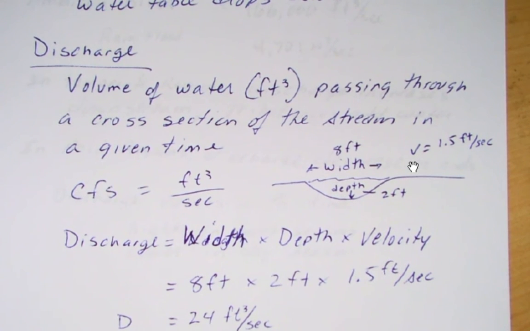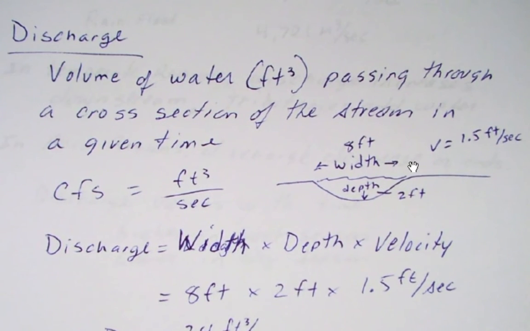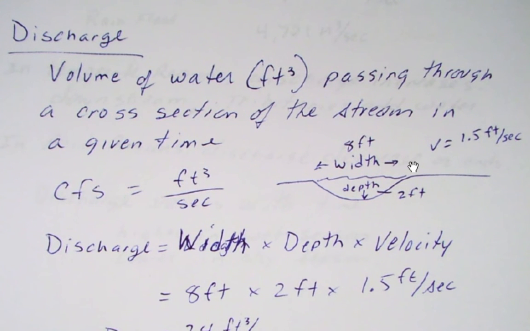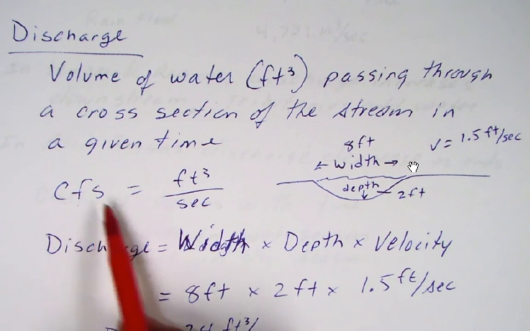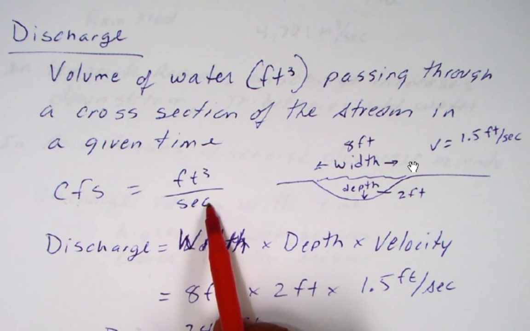And discharge, again, is going to be our volume of water passing through a cross-section of the stream in a given unit of time. And so the volume of water is going to be measured in cubic feet or cubic meters. You've probably heard of the term CFS for cubic feet per second. So it's really a volume of water passing a fixed point, a cross-section through the river, in a unit of time, in this case a second.